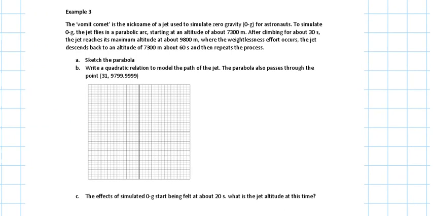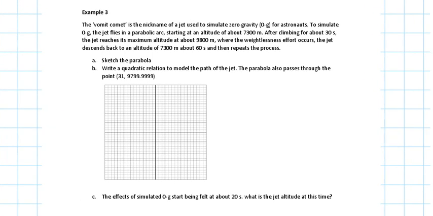To simulate zero gravity, the jet flies in a parabolic arc starting at an altitude of about 7,300 meters. After climbing for about 30 seconds, the jet reaches its maximum altitude at about 9,800 meters, where the weightlessness effect occurs. The jet descends back to an altitude of 7,300 meters in about 60 seconds, and then repeats the process. Sketch a parabola and write a quadratic relation to model the path. The parabola also passes through the point (319, 7,999).